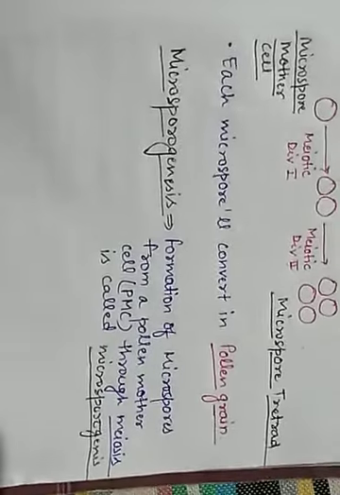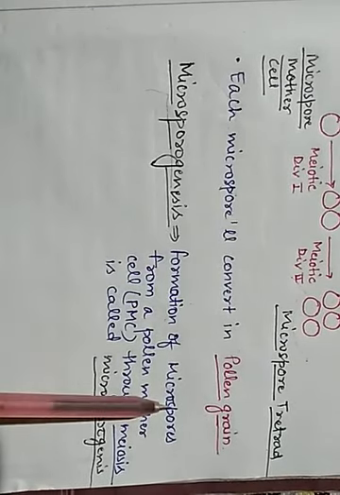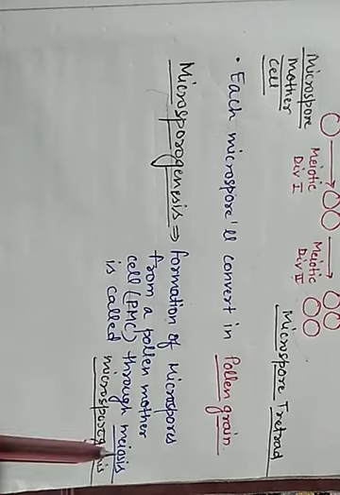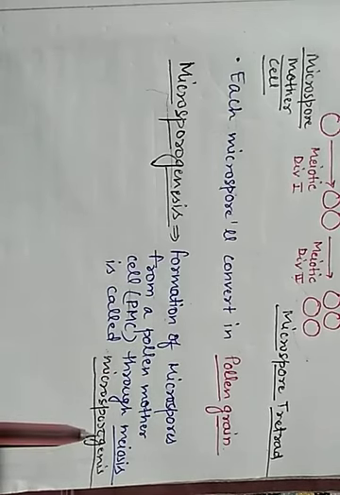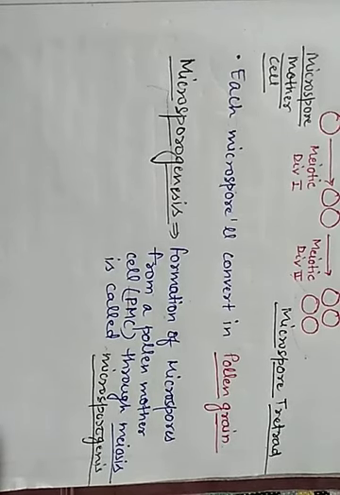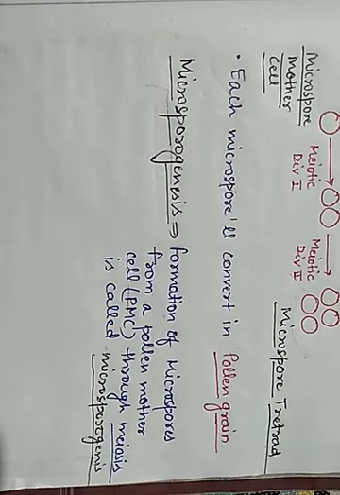The next process is what? That is microsporogenesis. Formation of microspores from a pollen mother cell, that is PMC, through meiosis is called microsporogenesis. So this is the formation of a male gamete from the pollen mother cell. It is known as microsporogenesis.